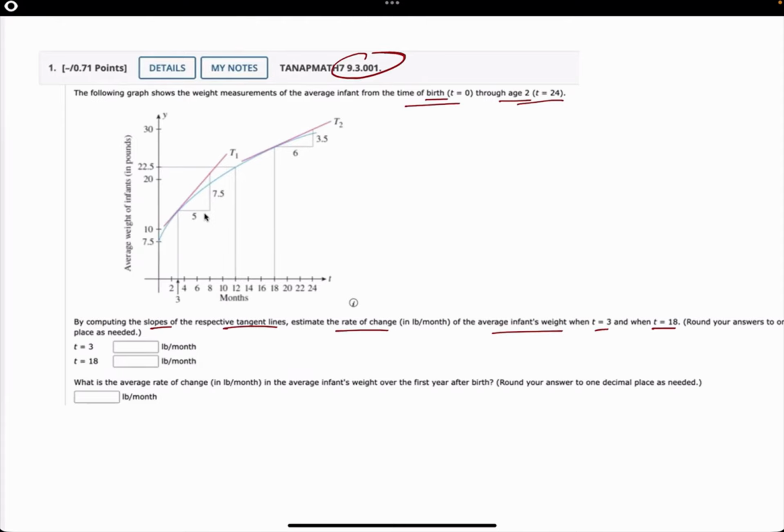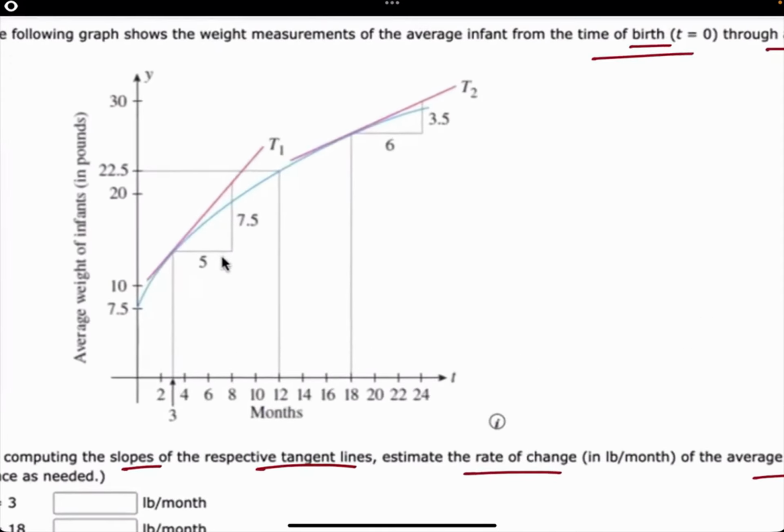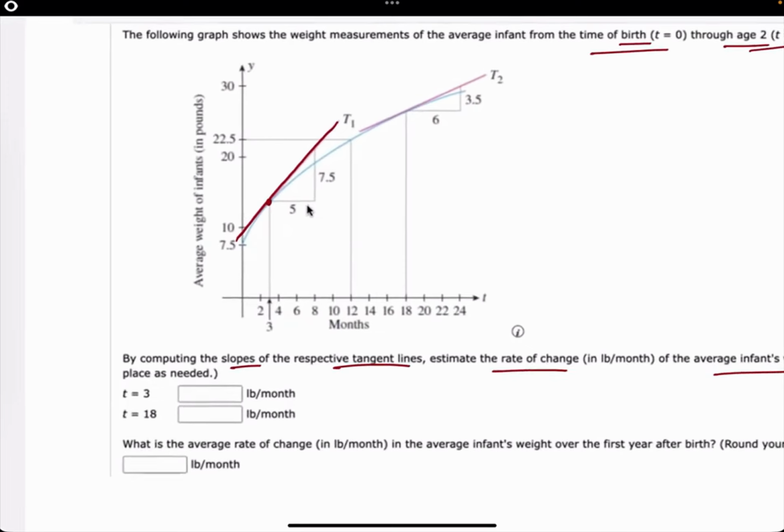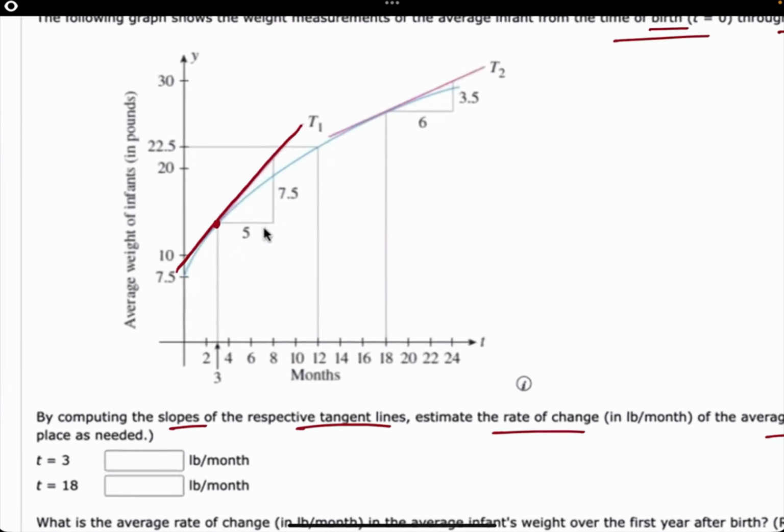So this graph visually is terrible. It's so hard to look at, but all you need to do is focus on, at this point, that's month 3, there is a tangent line to the curve at month 3. And we need to find the slope of that line because that will tell us the rate of change of the weight of infants right at 3. So the way we'll do that is by noticing these lines here.